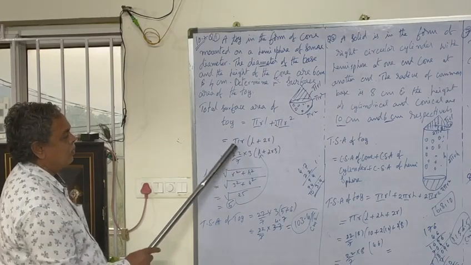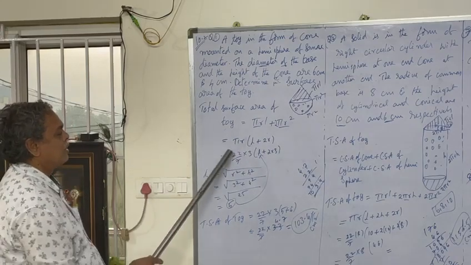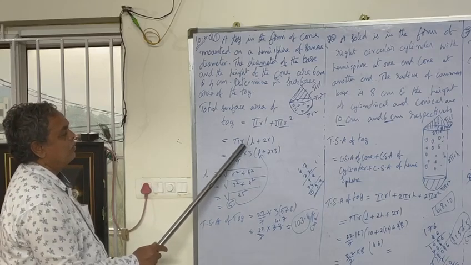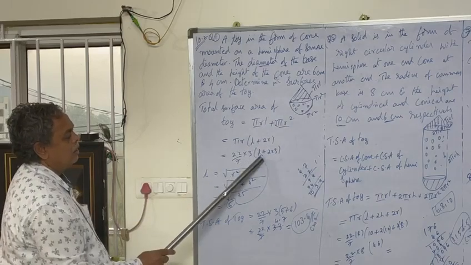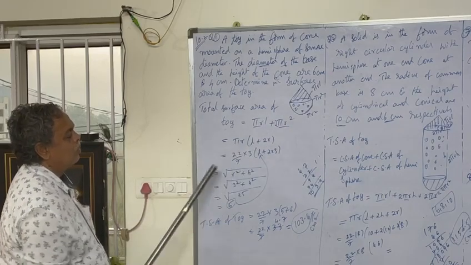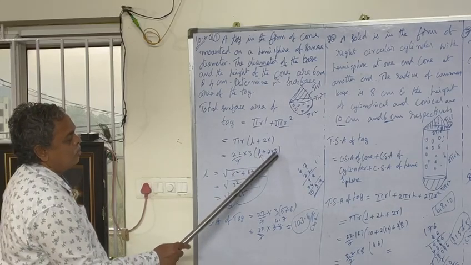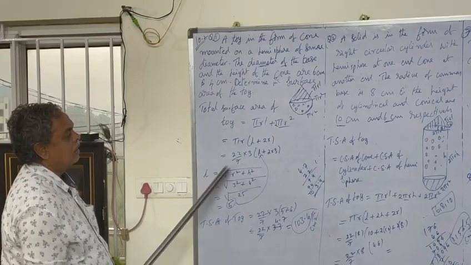If you substitute π is equal to circumference by diameter, 22 by 7, and r, diameter 6 means 3. Then l we don't know. That's why I have left l plus 2 into r. 2 threes are 6. Therefore, what is l?